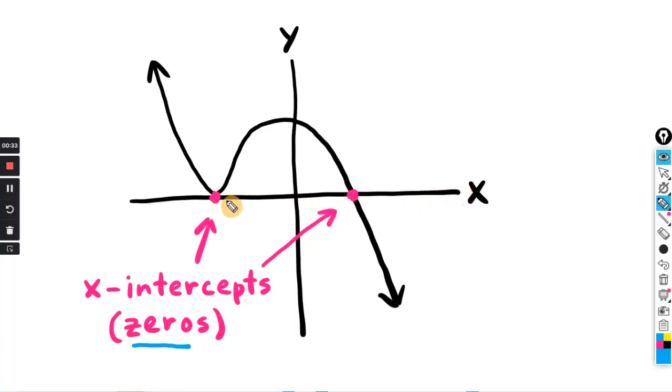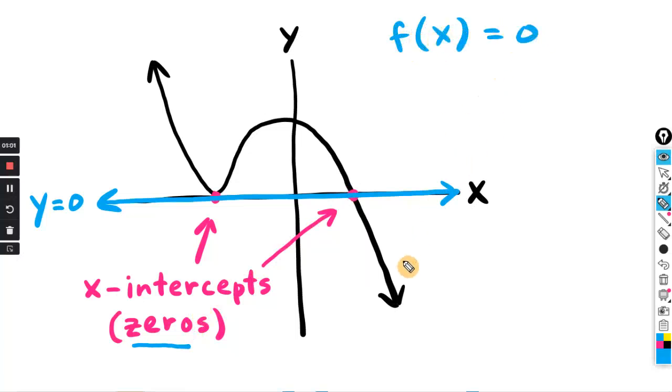If you were to draw a line on the x-axis, the equation of that line would be y equals 0. Generally speaking, when you have the equation f of x and you want to find the zeros, you set the entire equation equal to 0 and solve for x. So that's why they're called the zeros.